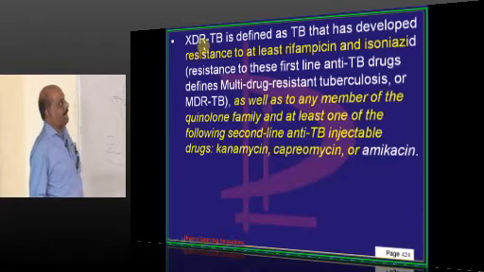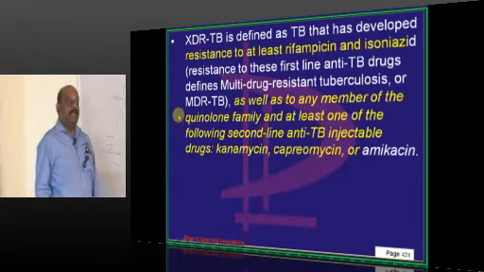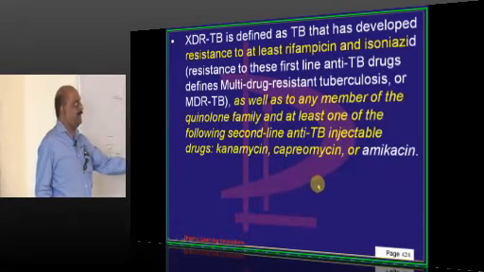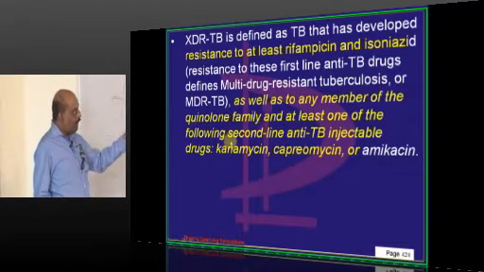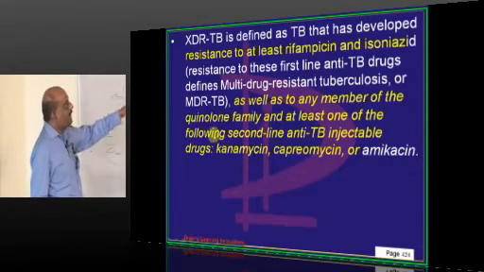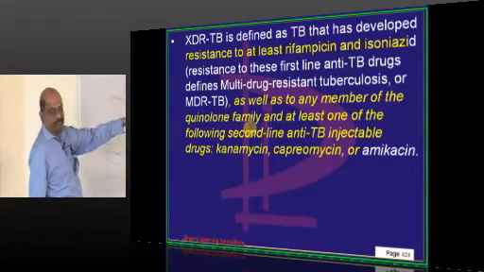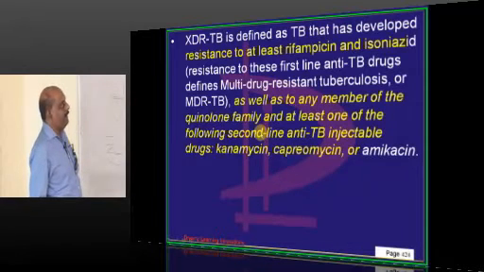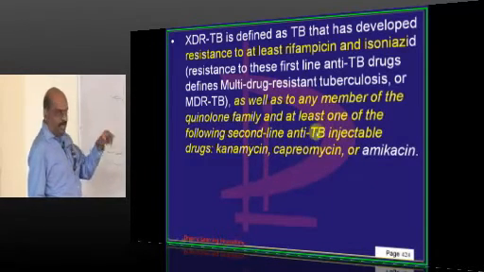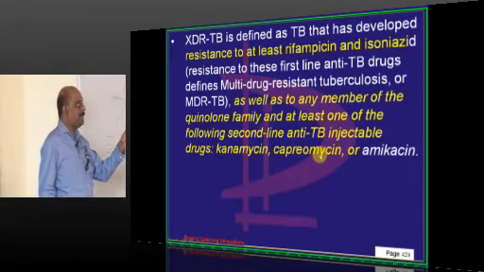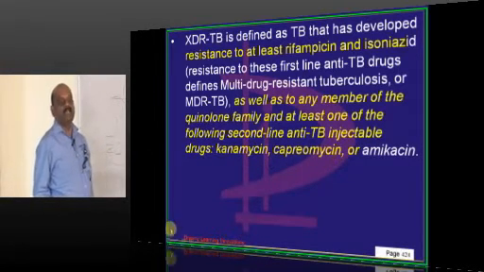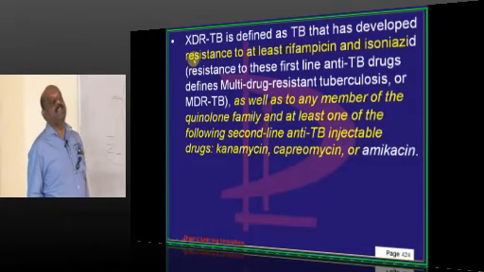So what is XDR TB? It is MDR TB plus, along with multi-drug resistant TB, at least one member of the quinolone family, and at least one of the second line anti-TB injectable drugs like capreomycin, kanamycin or amikacin. That defines the XDR TB.